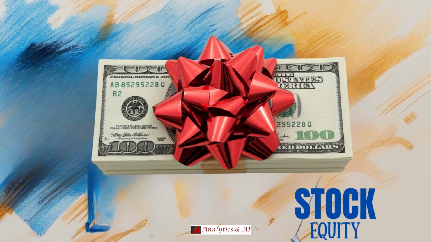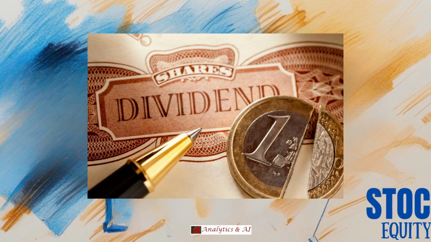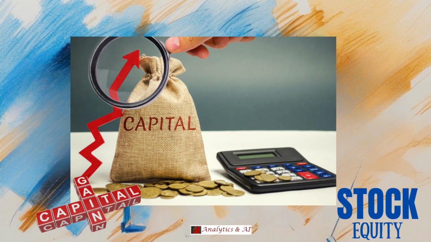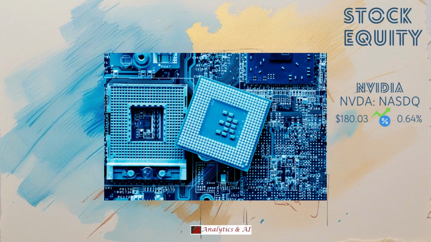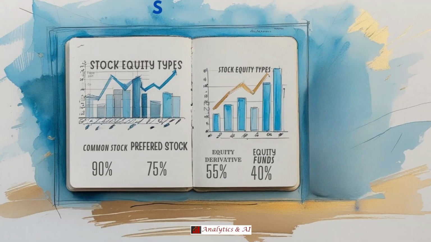You can earn money two ways when investing in stocks: dividends, which are cash paid to shareholders, and capital gains, which happen when you sell a stock for more than you bought it. For example, buying stocks like NVIDIA or Alphabet means owning a portion of these companies. As they grow, the value of your shares can grow too.